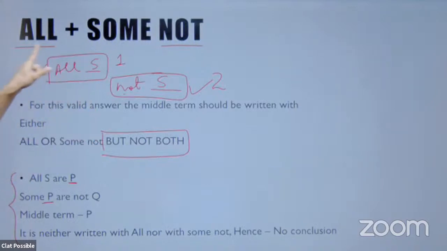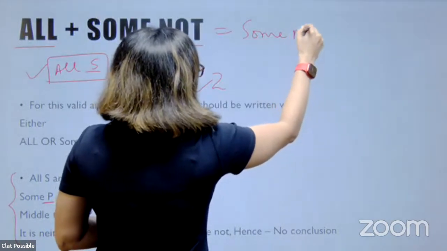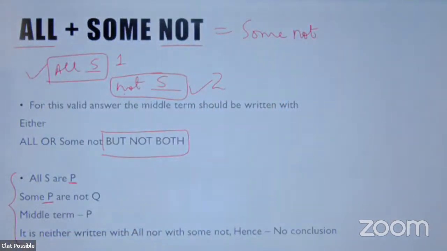For valid answer, all plus sum naught gives me a valid answer of sum naught. When will I get sum naught? Either the middle term is written with all or the middle term is written with not. But if the middle term is written with both, I will not get a valid answer. Or if the middle term is written with neither, in this case, the middle term is not written with all. Here also it is not written with not. Then also I will not get any conclusion. Just note this down.